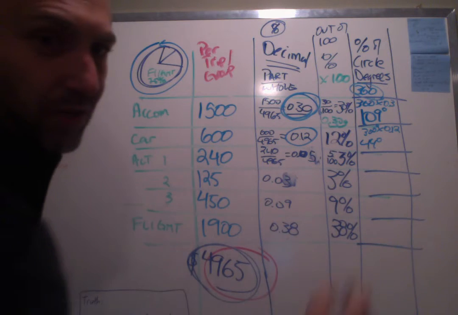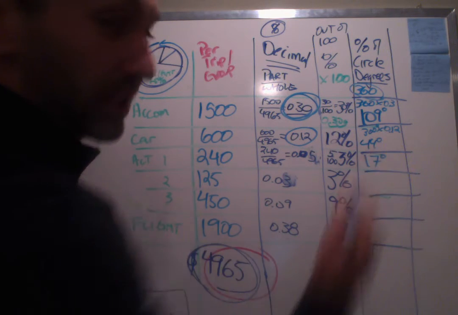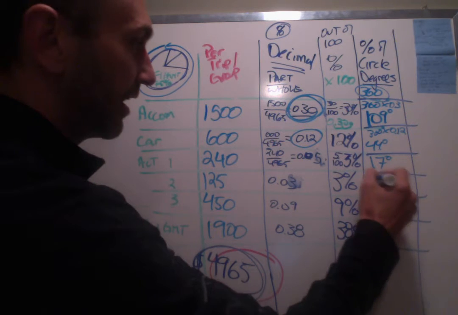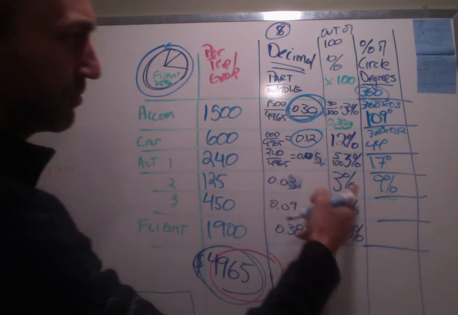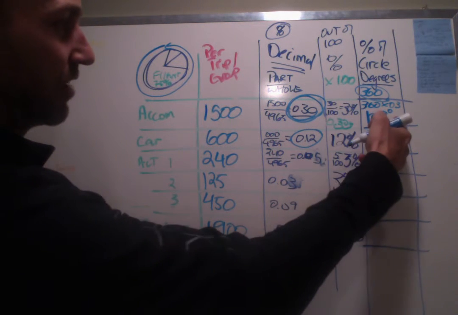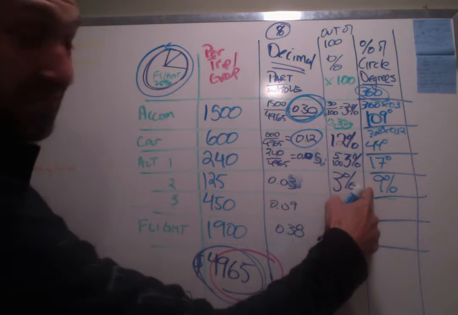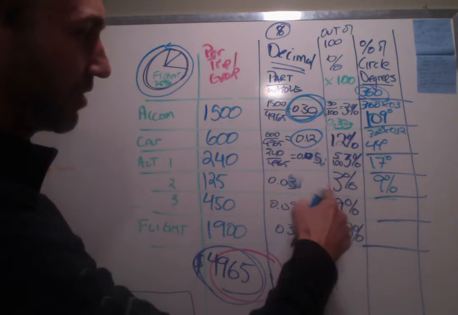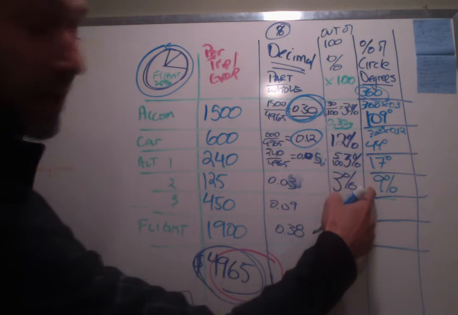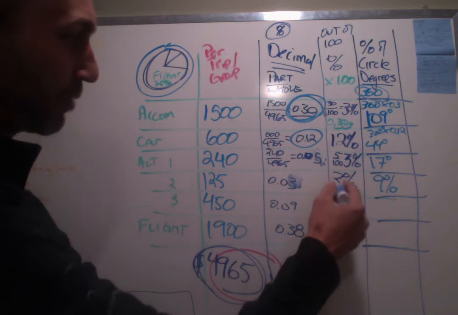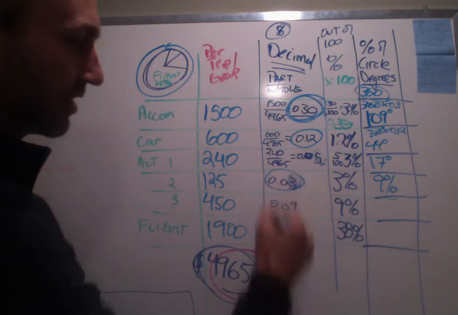The next one down is 17 degrees. After that is 9 degrees. And look, does this make sense? This one is 30%, it's 109. This one is 3%, it's significantly less. That makes sense. Okay, if you find that you've got 3% and it's at 300 degrees, you've probably multiplied by the percentage and not the decimal.